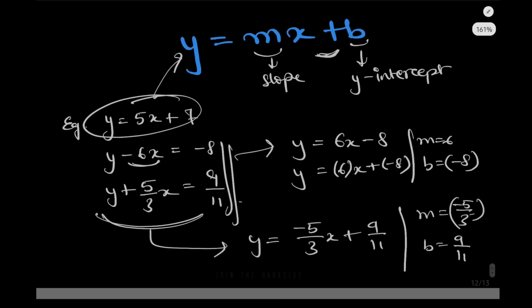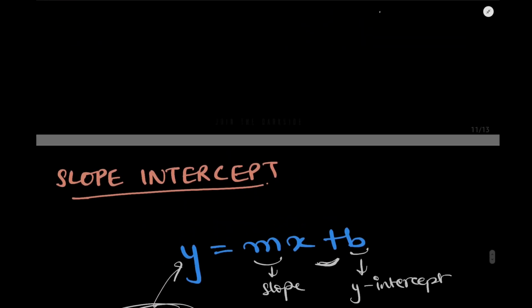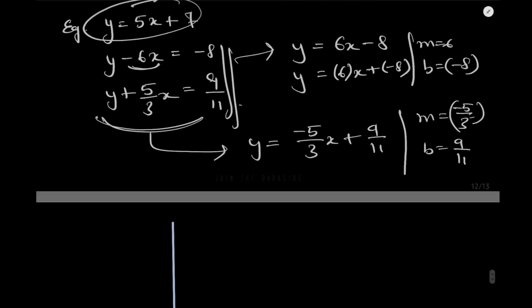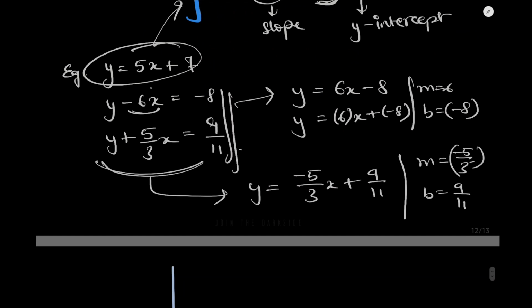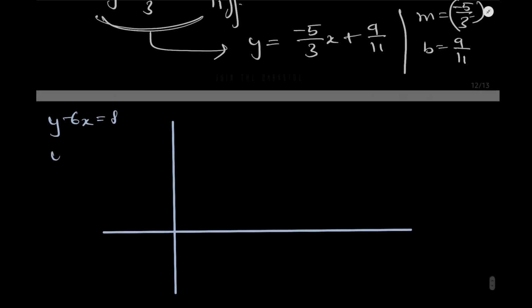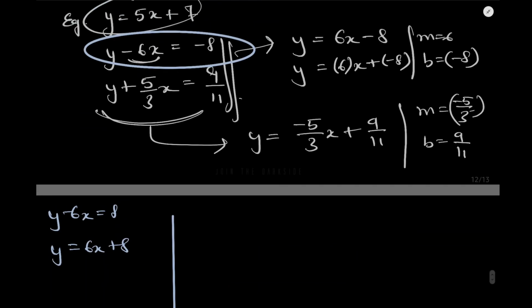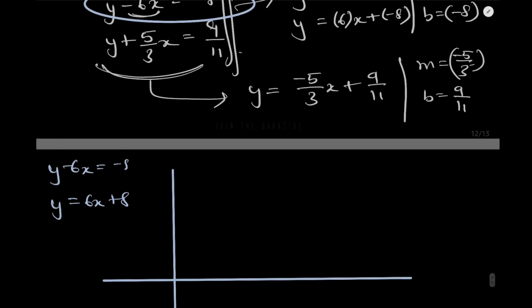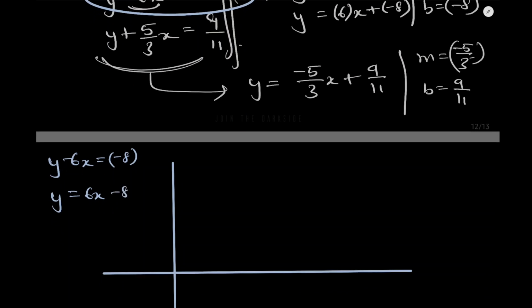Okay, so this is the point slope form. Sorry, the slope-intercept form. I'm really sorry. Now let's look at how we can plot the graph for this. We have got it here. Now let's take this equation, for instance, y minus 6x is equal to 8, which can also be written as y is equal to 6x plus 8, right? Oh, it's minus 8, I'm really sorry. Minus 8.